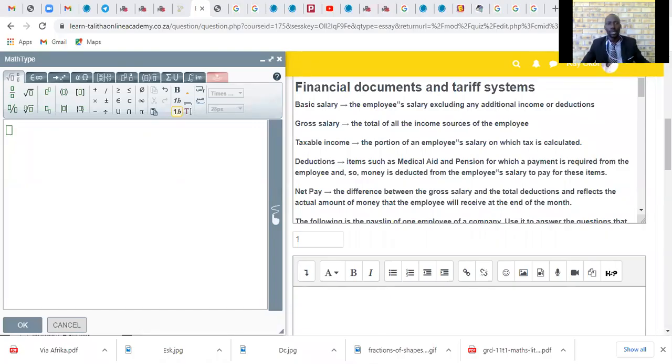Financial documents and tariff systems is our new topic. Now, these financial documents that we are going to be talking about will range from personal financial documents to financial documents for a household, and we will extend that, as we will be seeing in our discussions, to the understanding and discussion of some other related materials like costs, income, expenditures, price, and break-even analysis.